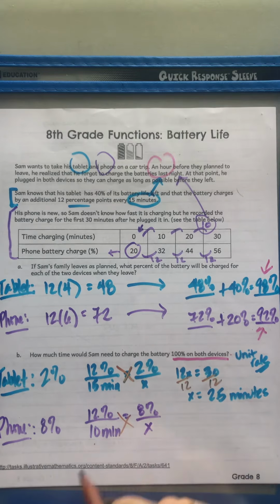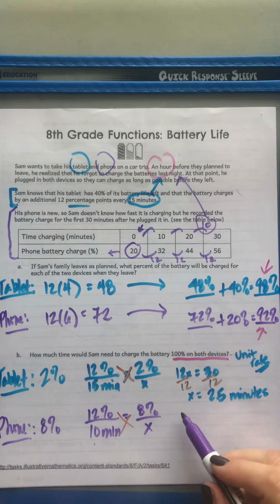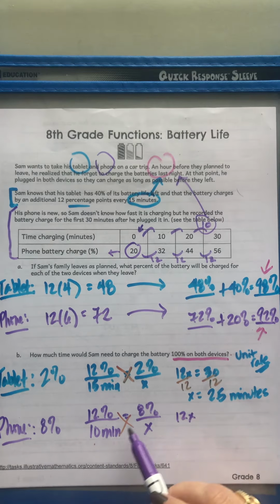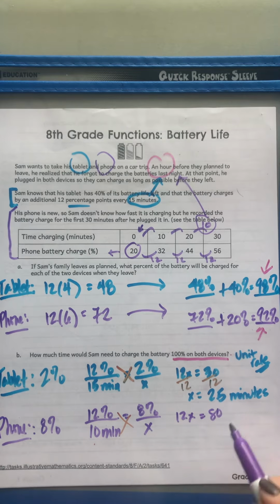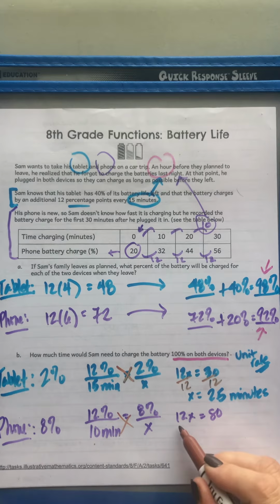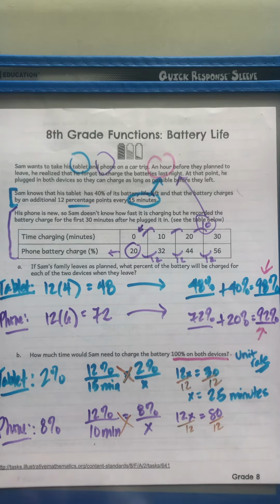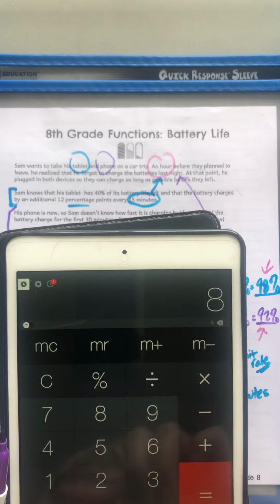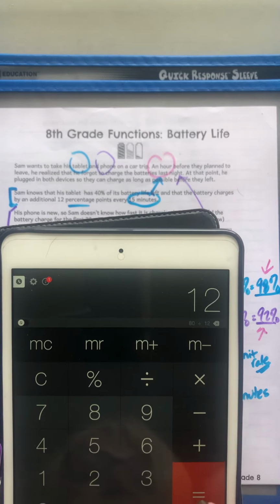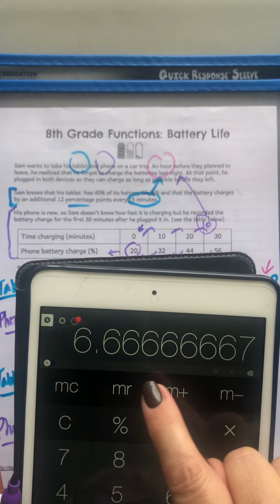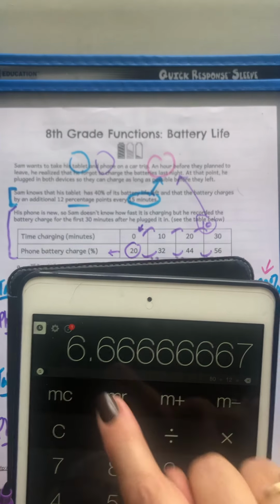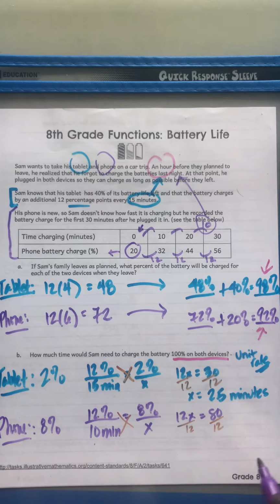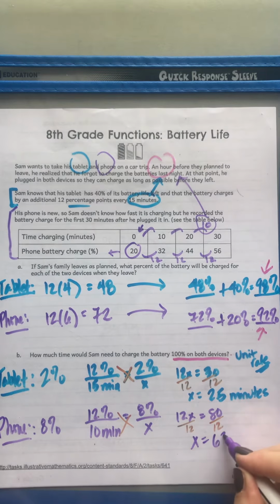So we're going to cross multiply, and we do that. 12 times x is 12x, and then 10 times 8 gives us 80. Once again, we're going to divide both sides by 12. So again, I'm going to get out my calculator, and I don't think you can see this. I hope so. So 80 divided by 12, and I'm going to get this weird 0.66. That's like 2/3. So 6 2/3 minutes is what I'm going to get.